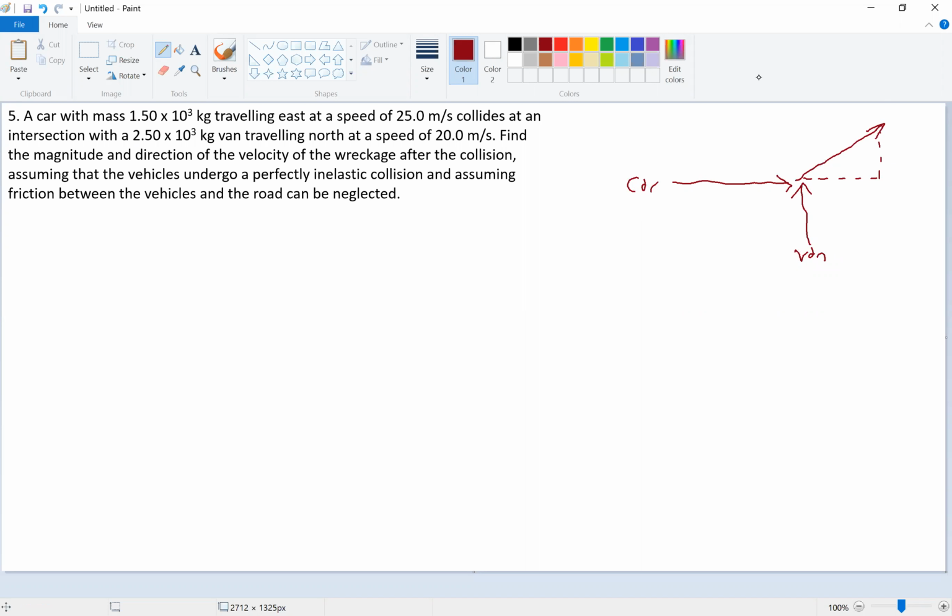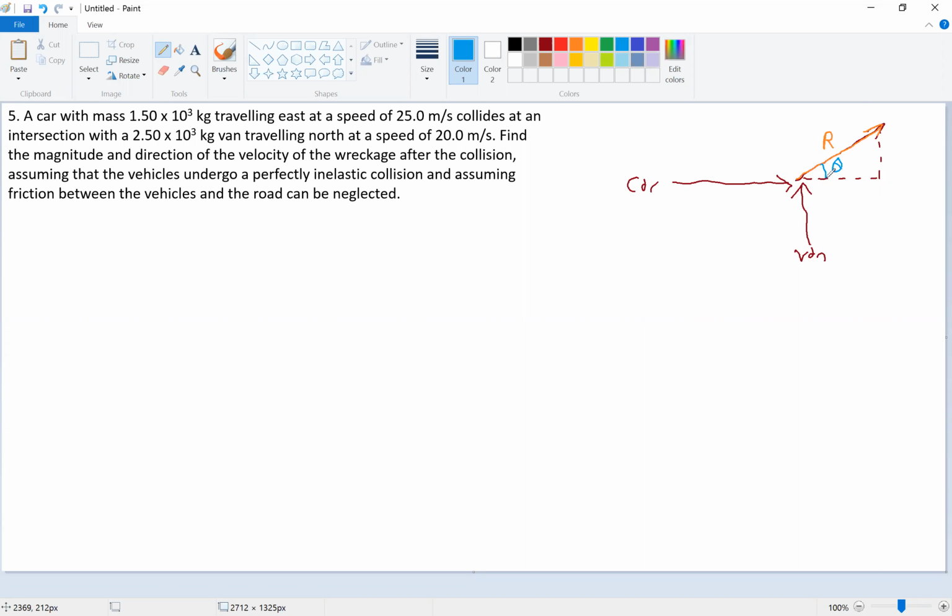So I'll call that R. And we also want to find theta, which is the angle right there. So the magnitude of R and the direction of R, the angle of R.